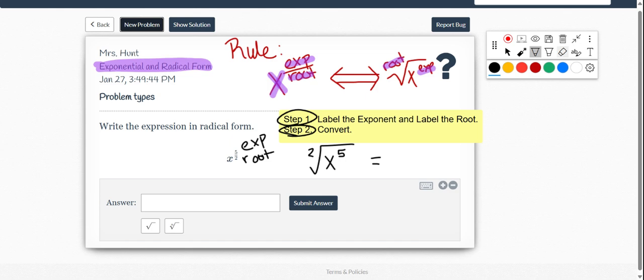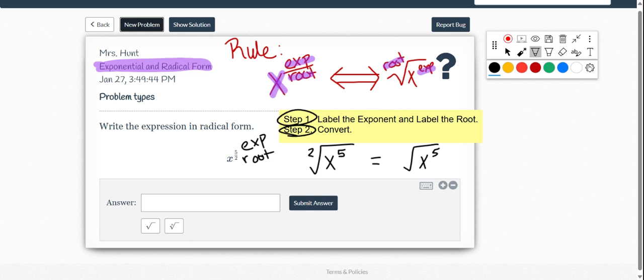Which one do you think is implied, the 2 or the 5? Hopefully you said the 2. Yeah, you never need to write the 2 in that position because when we talk about square roots, it's implied that there's a 2 there.